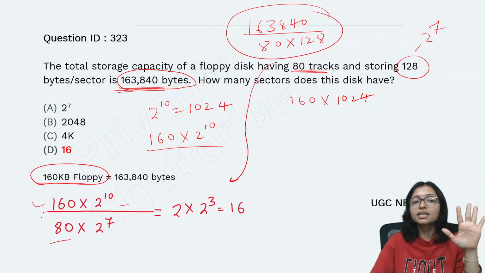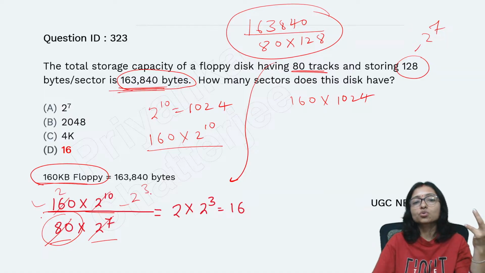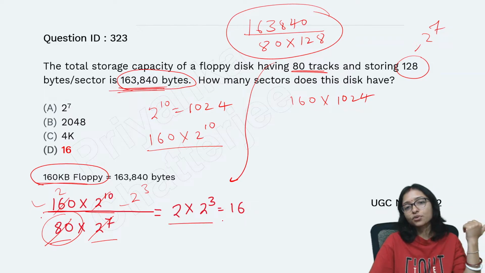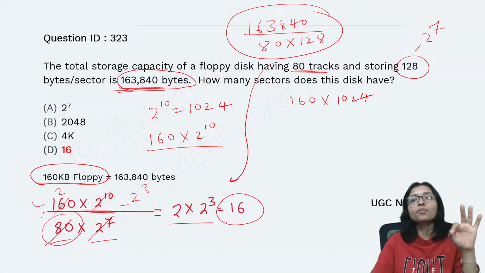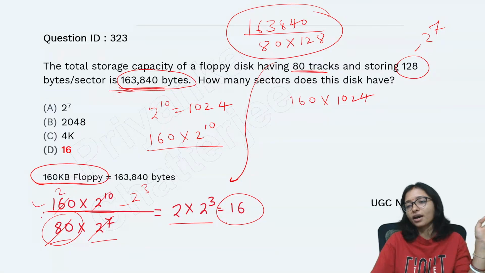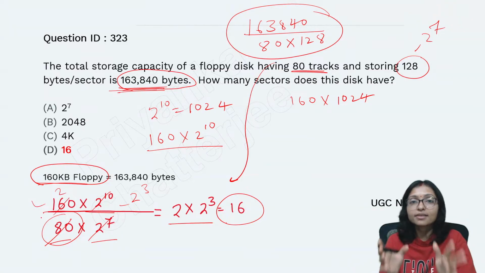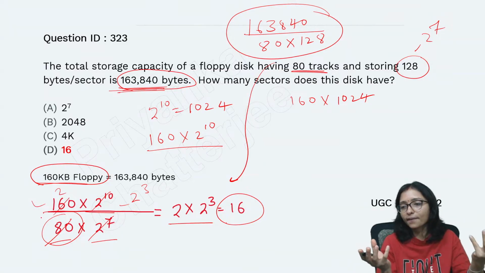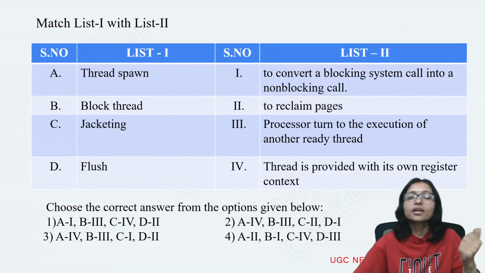This is 160 multiplied by 2 to the power 10, then 80 multiplied by 2 to the power 7. It's super easy: I will mark this as 2 and this one as 2 to the power 3. So 2 multiplied by 2 to the power 3, this is 16. Learn the trick from Unify Study, learn the trick from Priyanka ma'am, that is how to solve without a calculator. That is important, where you are getting stuck. Clear? Clear? Answer is D. Now do this.